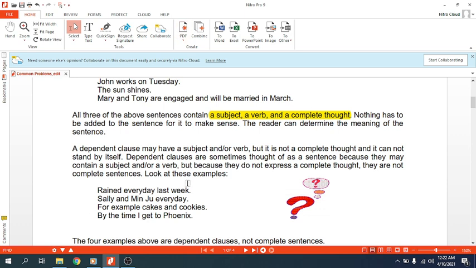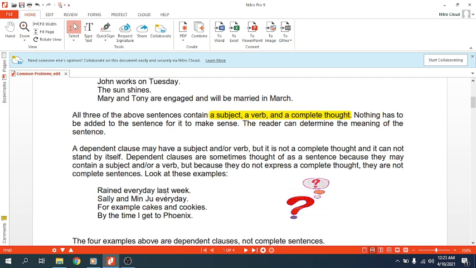Jadi "rained every day last week", kalau kamu lihat salahnya di mana ya? Ada verbnya, ada "rained". "Every day last week" are the adverb of time. You see, there is a verb, there is an adverb of time, but it has no subject. Jadi ini sentence fragment aja, dia tidak lengkap ya. Ini tidak ada subjeknya.